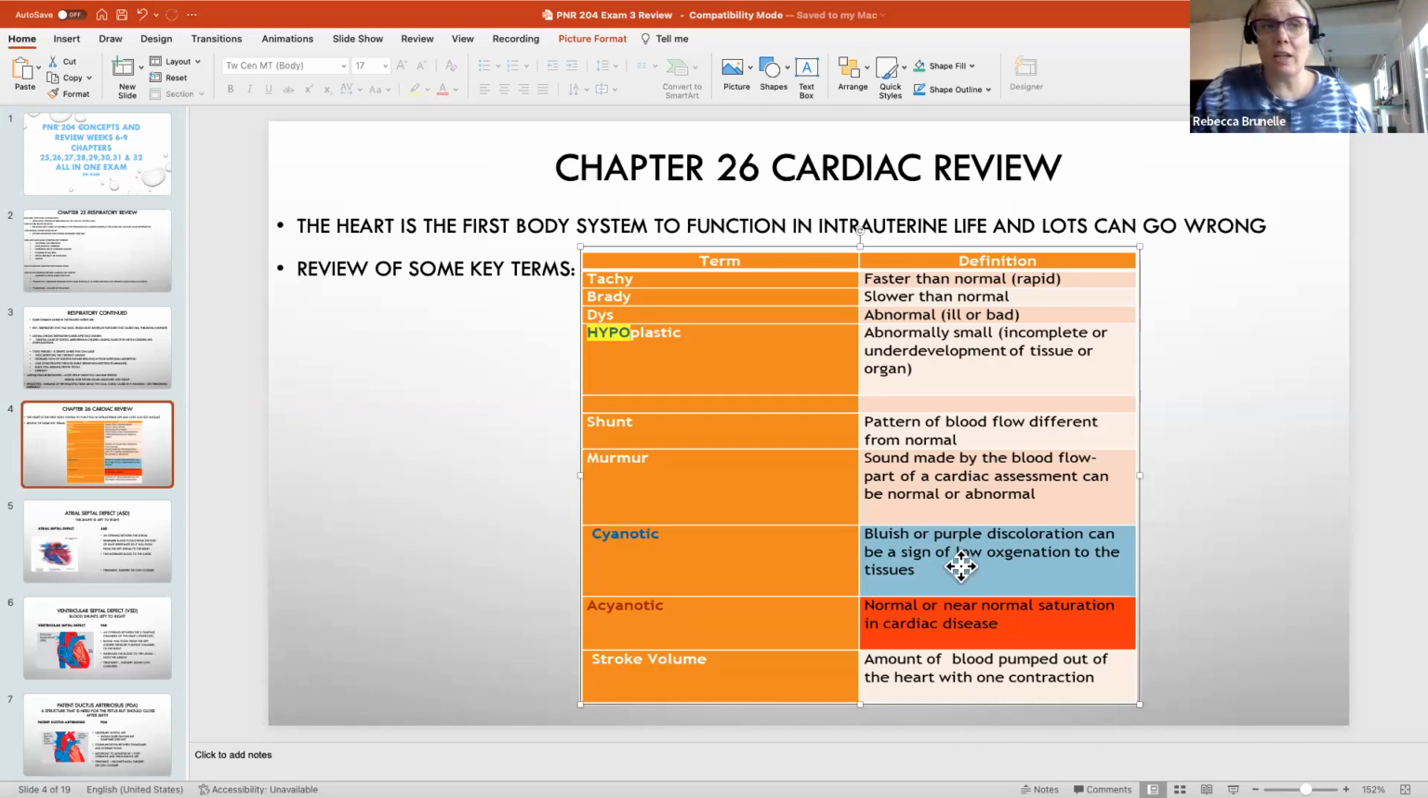So cyanotic is blue, so not having enough oxygen, and acyanotic is near normal or normal saturation, so not being blue. And then stroke volume is the amount of blood pumped out of your heart with each contraction.